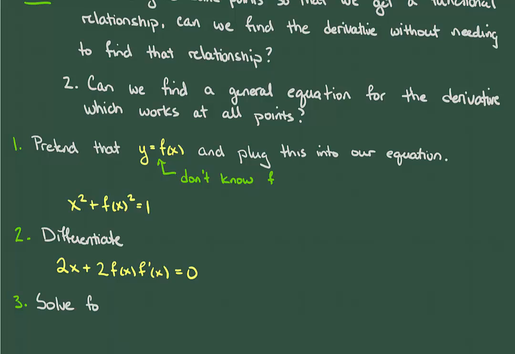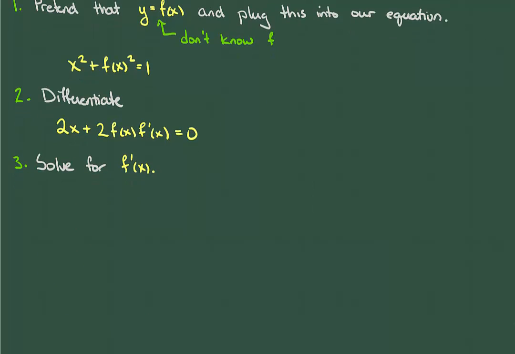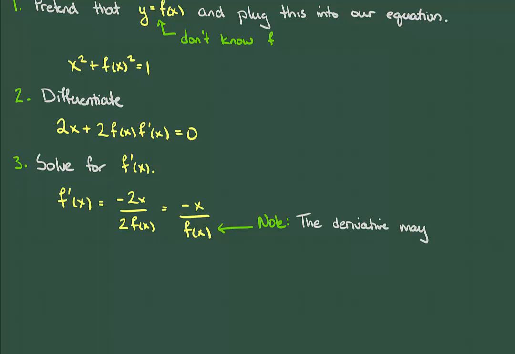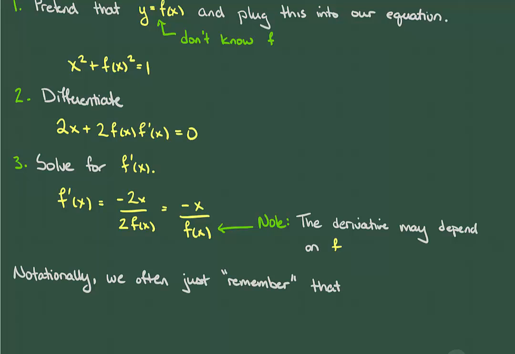Having done this, we're looking for f prime of x, so let's solve for it. Rearranging everything and doing the appropriate cancellations is going to give us negative x divided by f of x. And note that a consequence of this procedure is that our derivative will generally depend upon f itself. That's a little weird, but it's not going to end up being a problem. Now notationally, rather than lug that f of x term around, we often just remember that y is supposed to be a function of x.